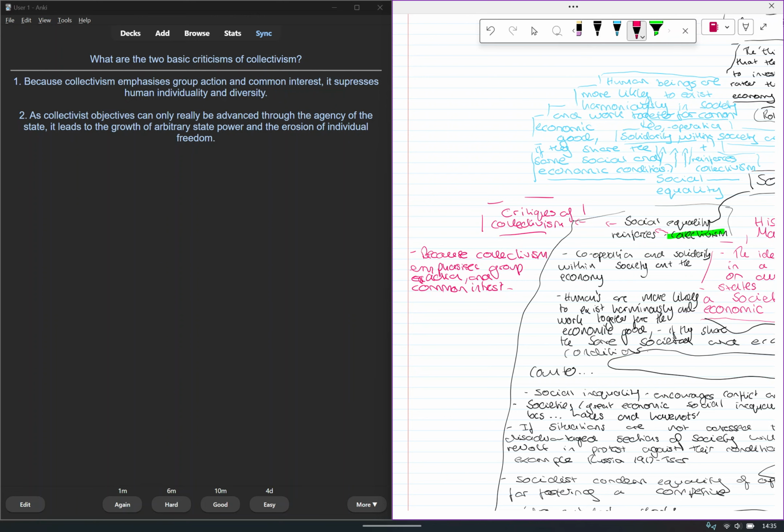What is the effect? Because collectivism is emphasizing group action and common interests, what does this hold back? Let's think about this now. Thought about it? So here it is. It suppresses human individuality and diversity.